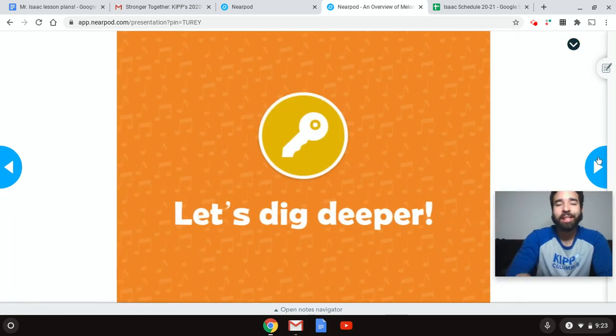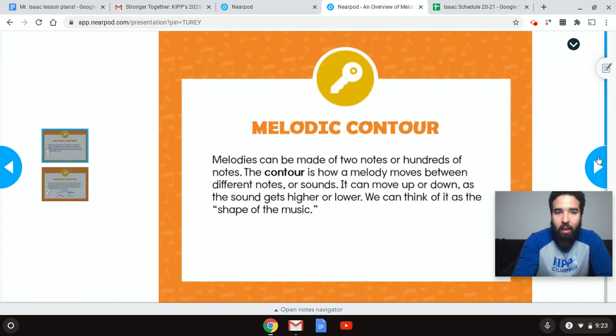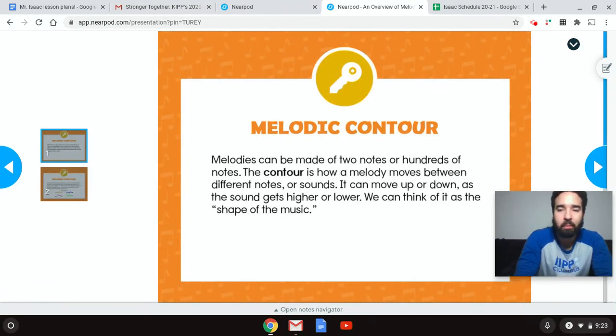Okay, let's dig deeper. So this is where we should have left off last week, and this is where we will continue now. So we should have about 15 minutes left in this video, and then we will be done with this portion of the day. Okay, melodic contour. Melodies can be made up of two notes or hundreds of notes. The contour is how a melody moves between different notes or sounds. It can move up or down as the sound gets higher or lower. We can think of it as the shape of music.